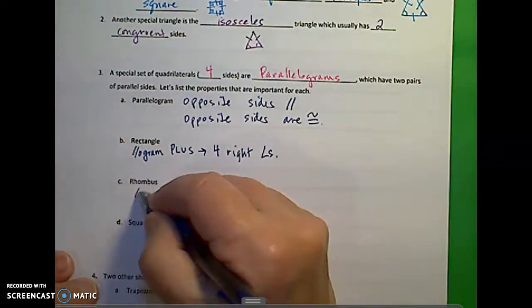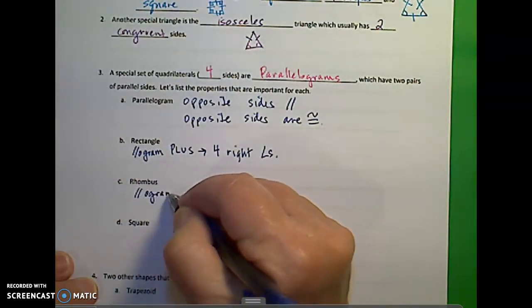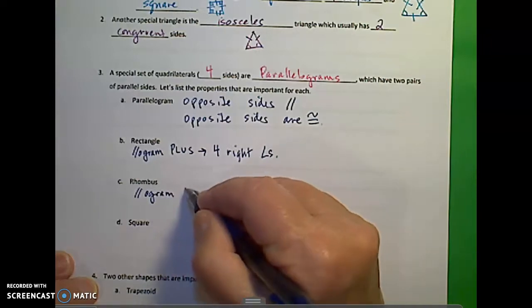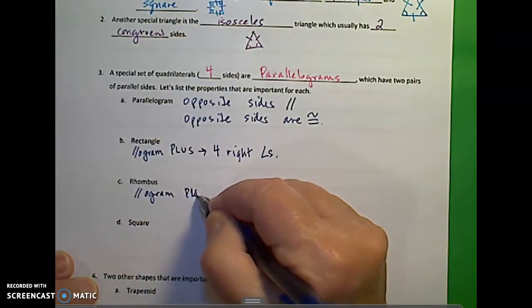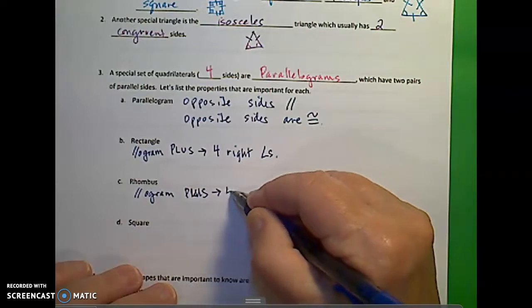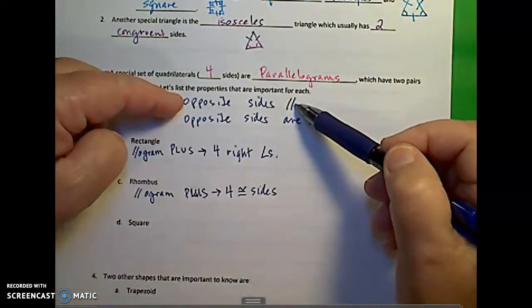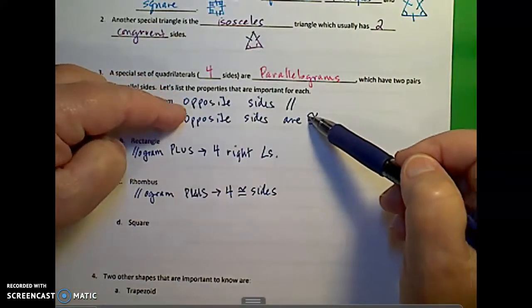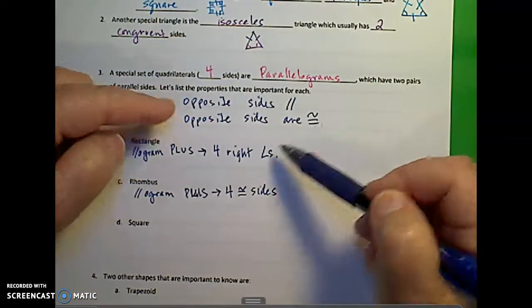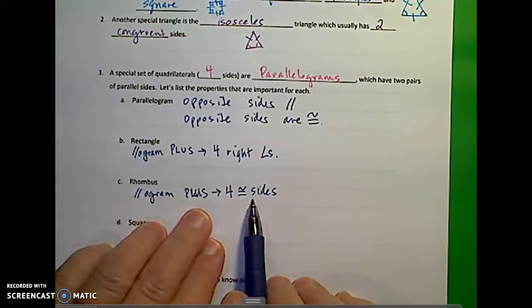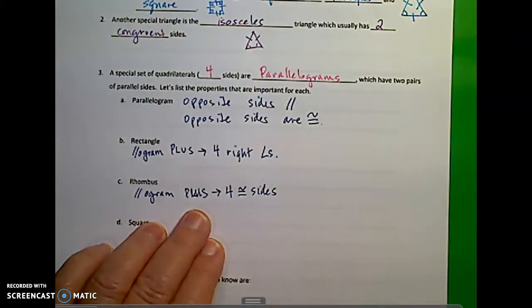In a rhombus, we have parallelogram properties plus 4 congruent sides. So opposite sides are parallel, opposite sides are congruent, but all 4 sides are congruent, not just opposite sides. Okay, so that's what makes a rhombus special.